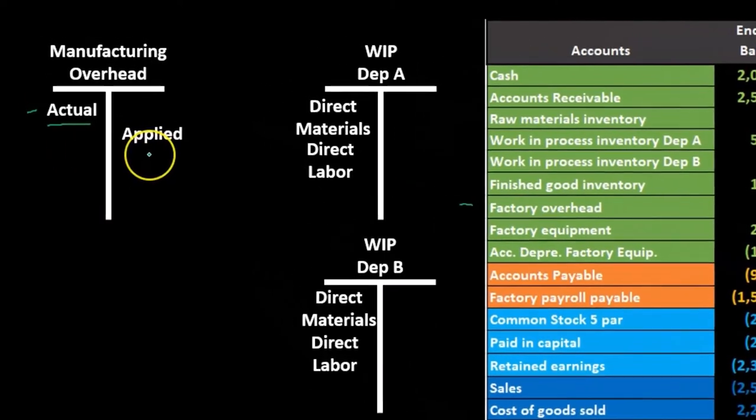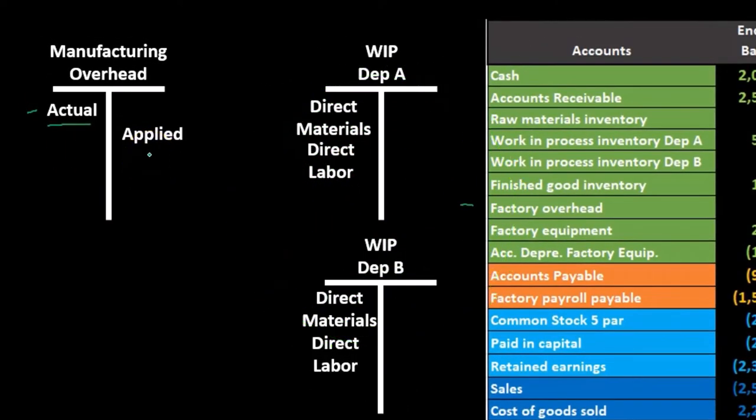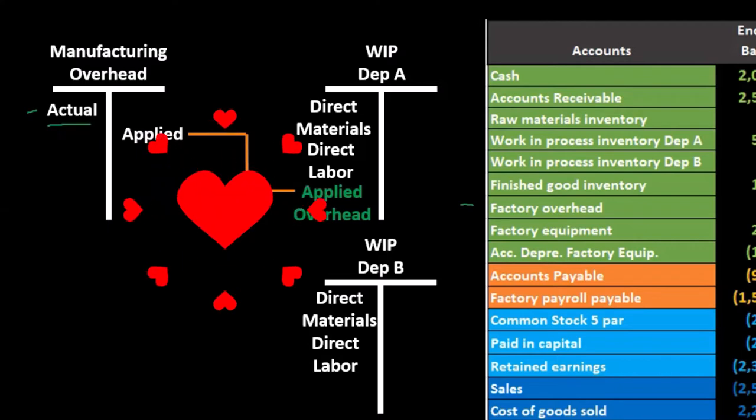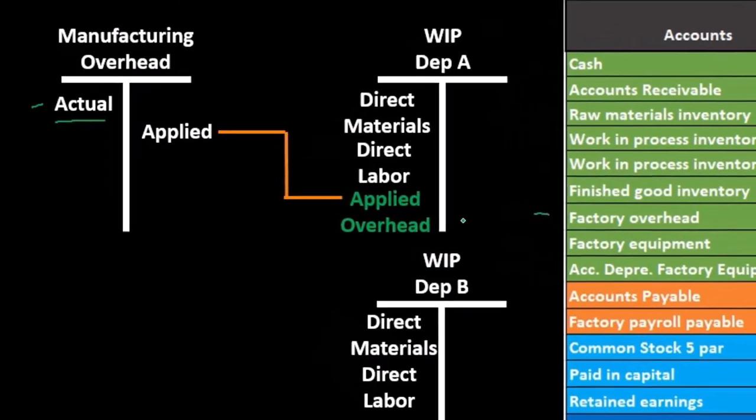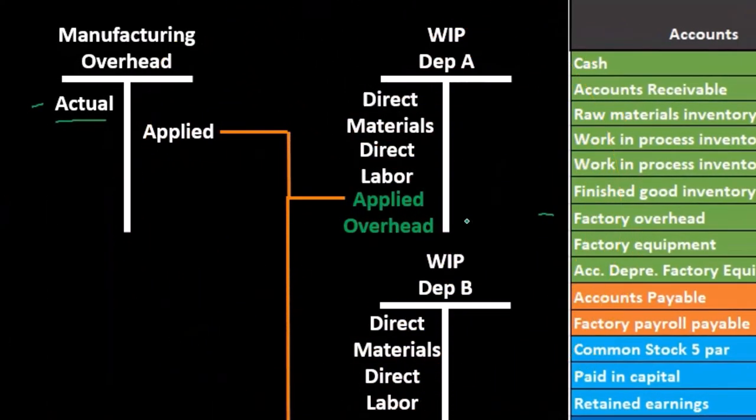Then we're going to apply them out. How do we do that? We do some type of estimate. So we're going to use some type of estimate and apply them out to Department A or Department B. So once that is done, then we're going to have the applied overhead. Again, most of it we might think would go to Department A depending on how our estimate works, and then the rest of it is going to go to Department B.